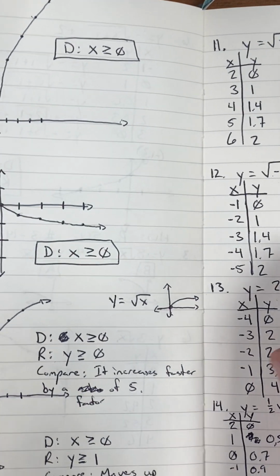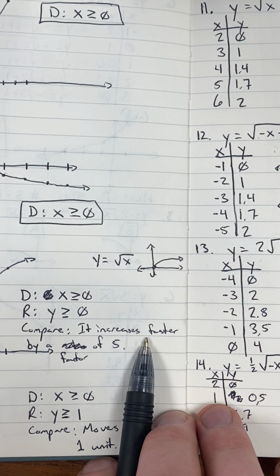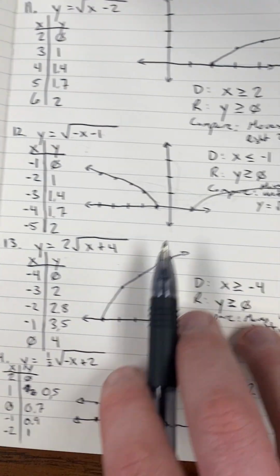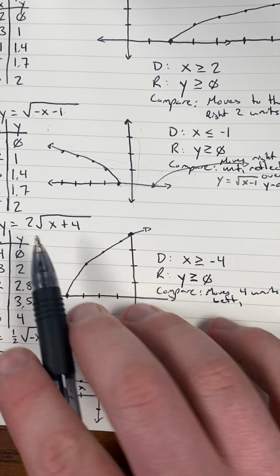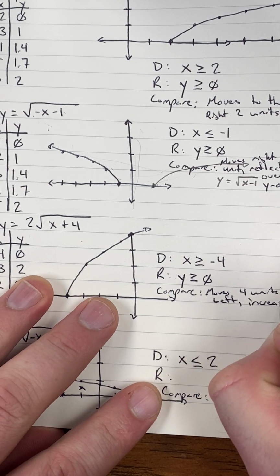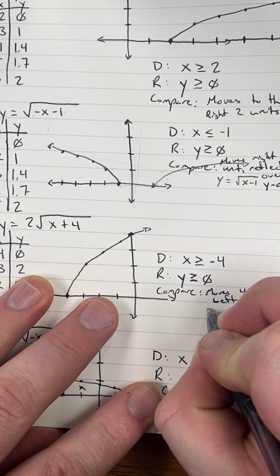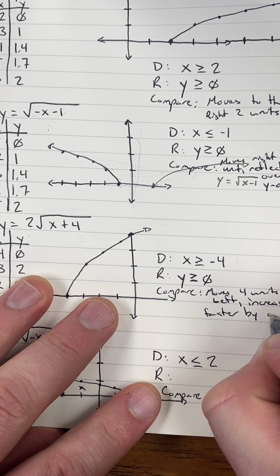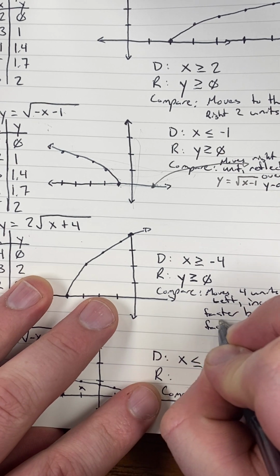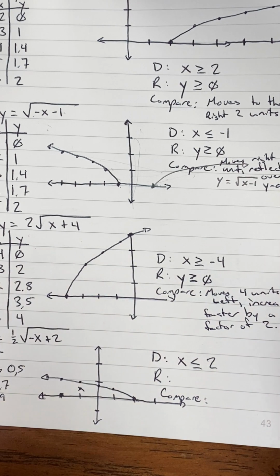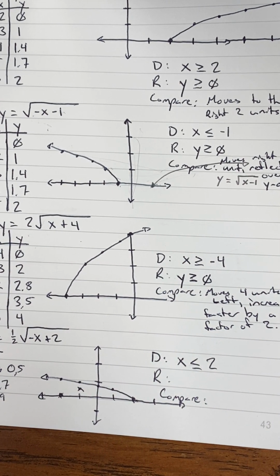So this time we're going to say the same thing, increases faster by a factor of, in this case, it's 2. So increase is faster by a factor of 2. Okay? So it's going up twice as fast.